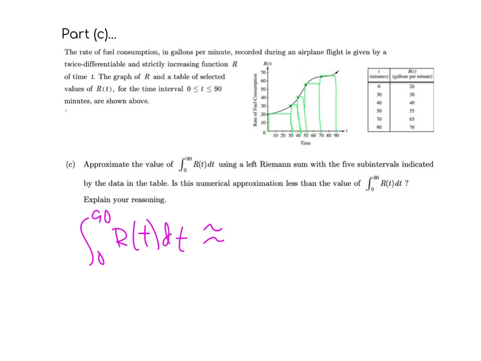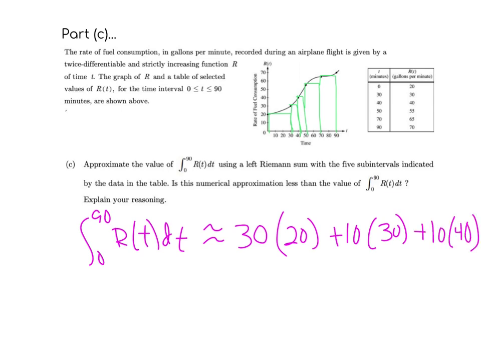So approximately, that first subinterval is 30 wide by 20 tall. That second subinterval is 10 wide by 30 tall. Next one is 10 wide by 40 tall. And then next is 20 wide by 55 tall. And the final one is 20 wide by 65.